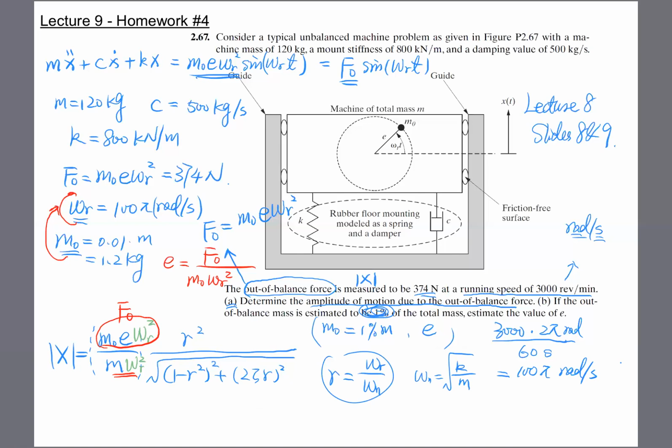Let me see. Was this the solution? I think I posted it online. I don't have it by hand right now, so you can check it out. So any questions about the unbalanced rotation?